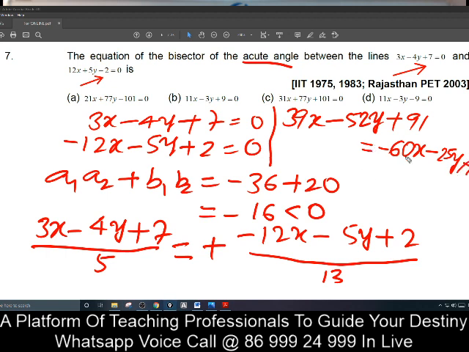What is the answer? 99x is there, plus 20 minus 27y. Divide by 9, then you will get 11x minus 3y. Only one option there, plus 9 minus 9 is there. And the constant is 91 minus 10 plus 81 equal to 0. So this is the answer.